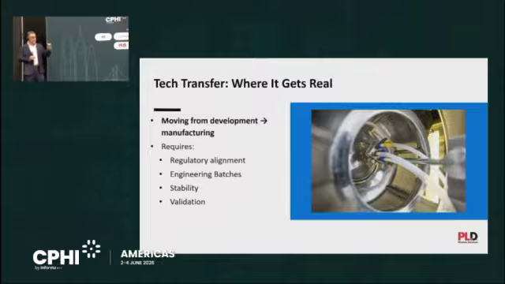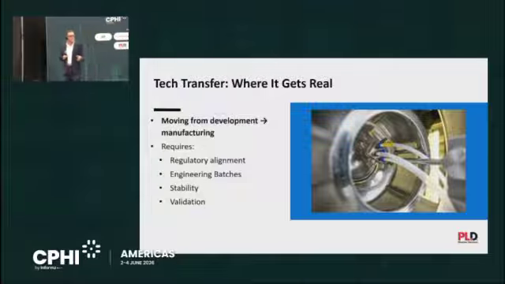So once you get the regulatory alignment, then we would do what we call engineering batches. Lots of people call them different things: demo batches, experimental batches, so that you can, at full scale, identify whether or not you're getting the same performance at your sending site that you are at your receiving site. The next thing is you're going to run stability batches. This is your pivotal stability.